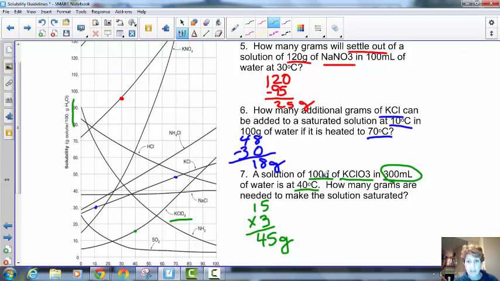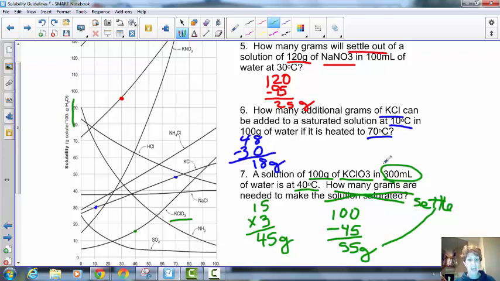It tells me that the solution has 100 in it. So how much is needed to make the solution saturated? The solution is already saturated. The question is not a good one. It should actually be how much is going to settle out, because I have more than I need. So I would take the 100 grams that I already have. It can hold 45. So that means 55 grams are going to settle out to the bottom. So I already have a saturated solution if I have 100 grams in there. All right, now let's move on to something else.